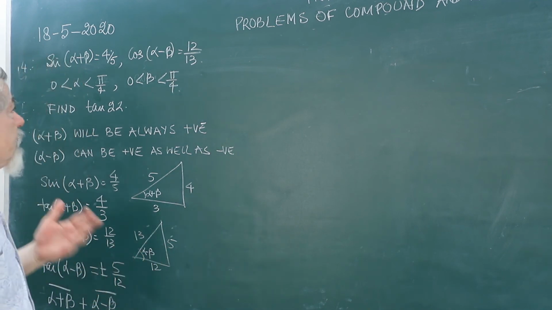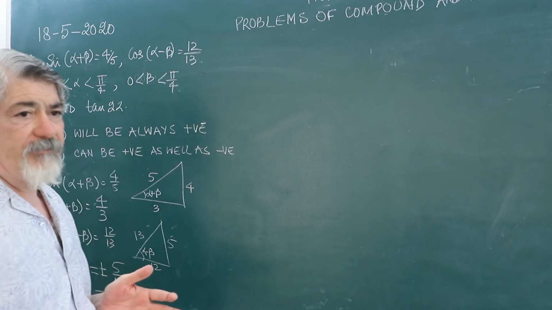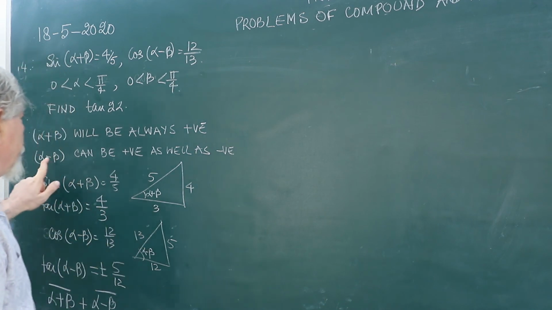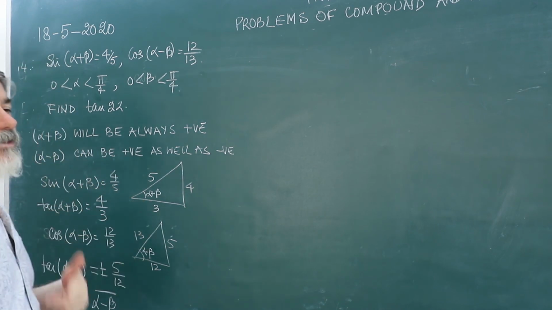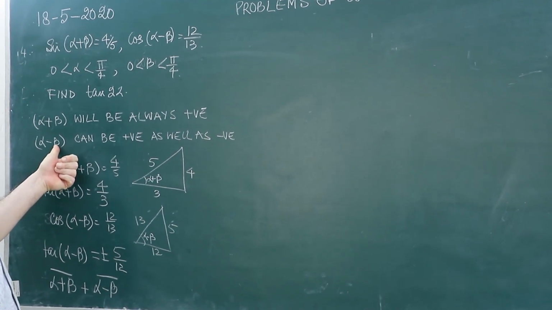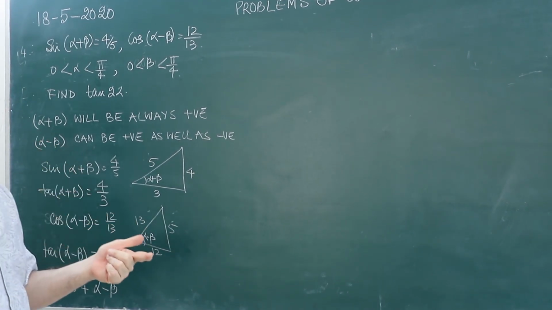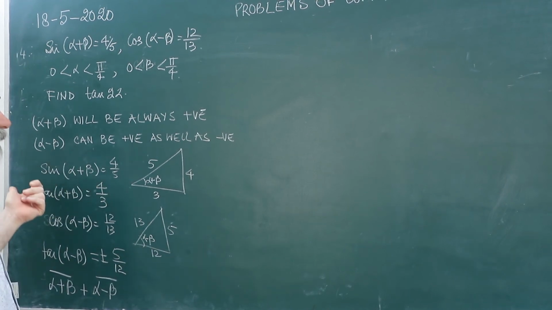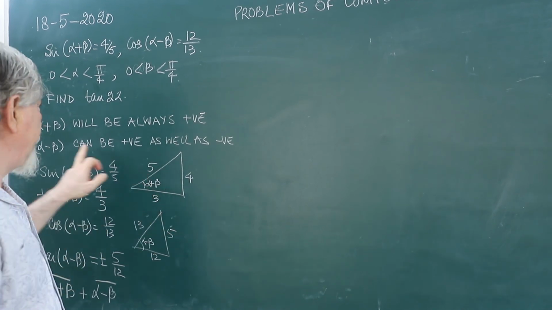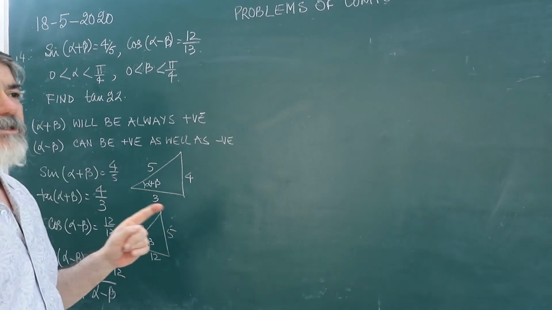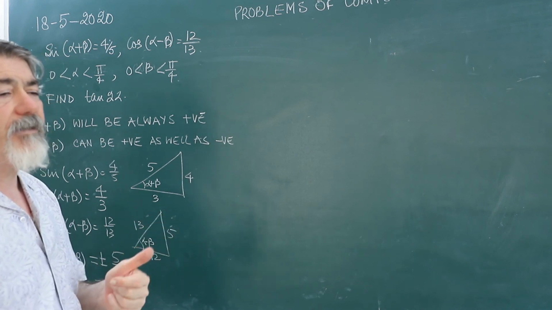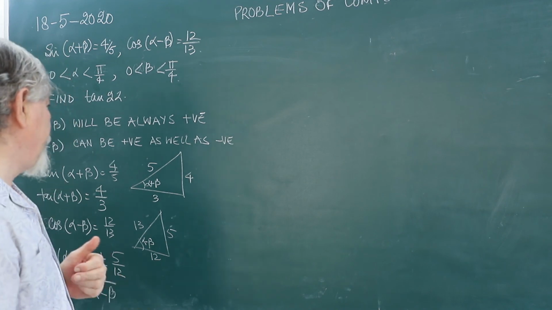Now alpha plus beta will always be positive because both are positive, so tan alpha plus beta will always be positive. But alpha minus beta can be positive as well as negative depending upon the value of beta. If beta is less than alpha, it will be positive. If beta is more than alpha, then it will be negative. So if alpha minus beta can be positive and negative, that means tan alpha plus beta can be positive, and tan alpha minus beta can be negative also.